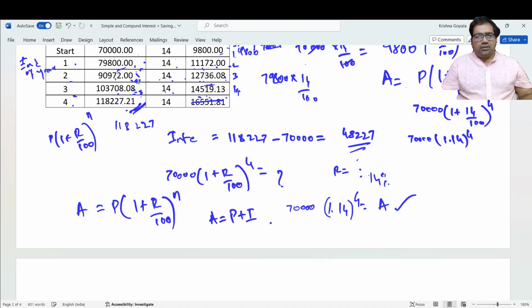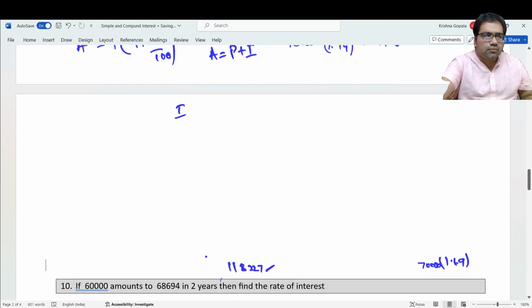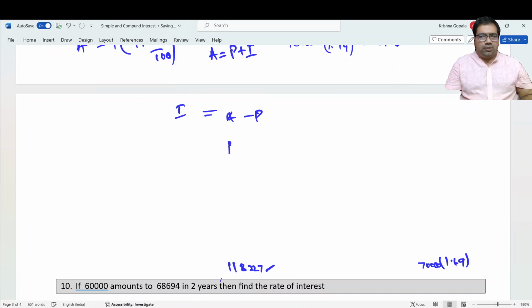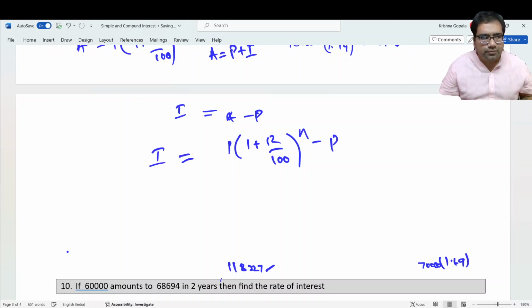What that means is, if you have to calculate interest, interest is always amount minus principal, equal to P into 1 plus R by 100 whole power n minus P. If you have to calculate interest. Okay, this is the derivation. Now next one, let's look at another problem.